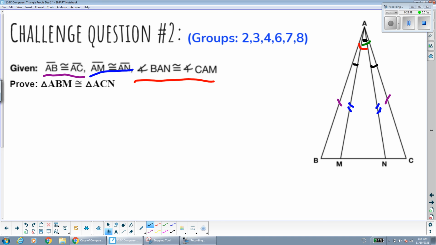If you choose to do this one and want me to check over your subtraction postulate, all you have to do is email me a picture, and that totally works.